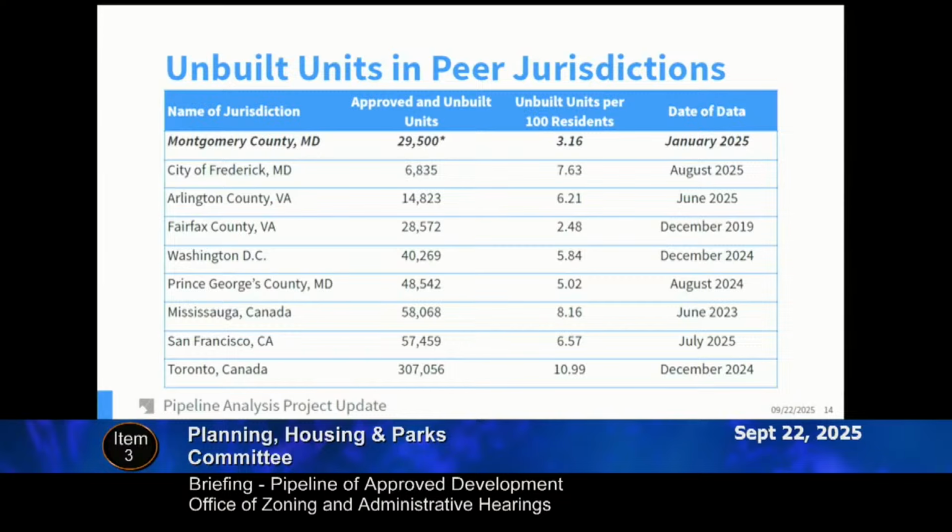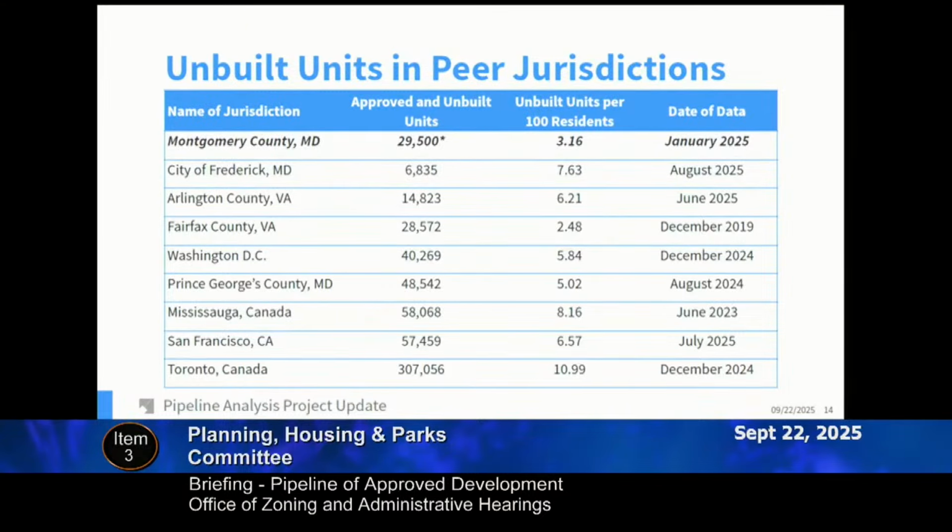So through this exercise, we found that Montgomery County is not unique in having approved but unbuilt units in its pipeline. While there are slight variations in how jurisdictions calculate their pipeline, this table here presents a best guess comparison of units in the pipeline across these jurisdictions using a similar definition that we use.